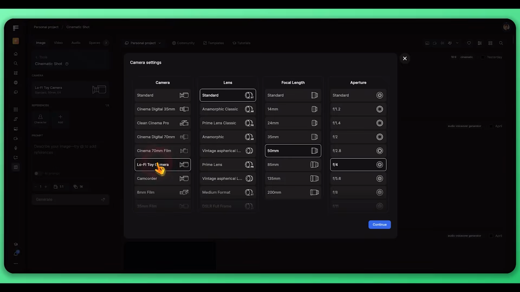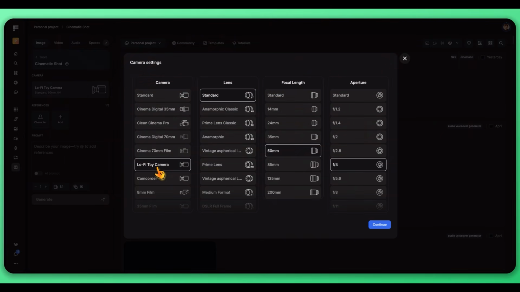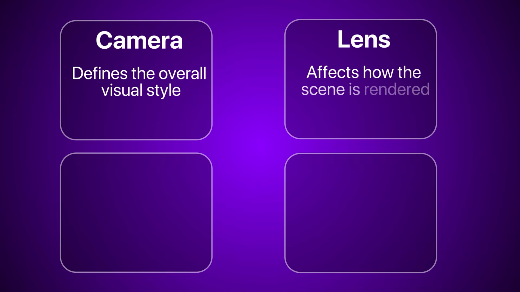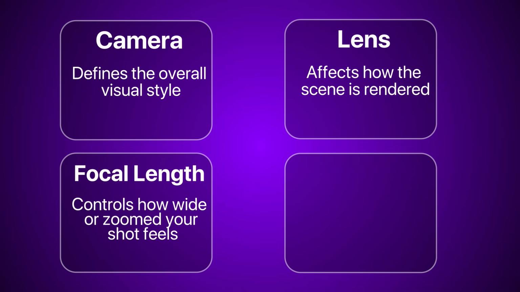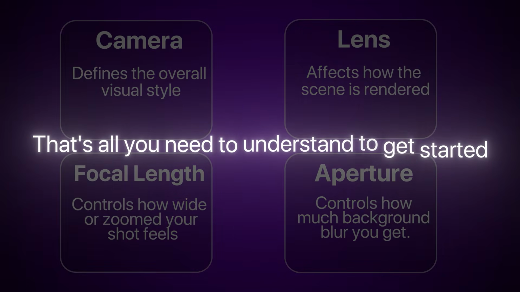If you're just getting started, you can leave everything on standard and the system handles it automatically. But if you want more control over the final look, you can dial these in manually. Here's a quick breakdown of what each one does. Camera defines the overall visual style. Lens affects how the scene is rendered. Focal length controls how wide or zoomed your shot feels. And aperture controls how much background blur you get. That's all you need to understand to get started.